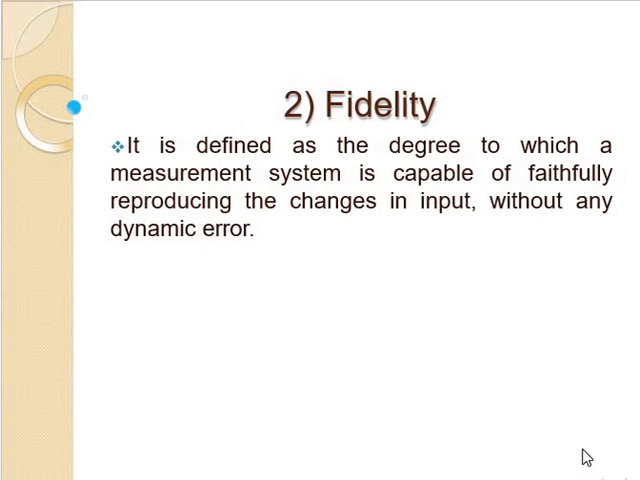Fidelity is the degree to which a measuring instrument or measuring system is capable of reproducing the changes in the input without any dynamic error. There should not be any dynamic error, but it should reproduce the changes. If dynamic error is there, that is not called fidelity. Reproducing the changes in the input without any dynamic error is called fidelity.